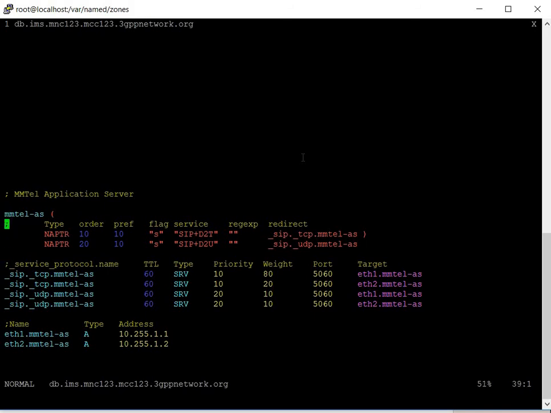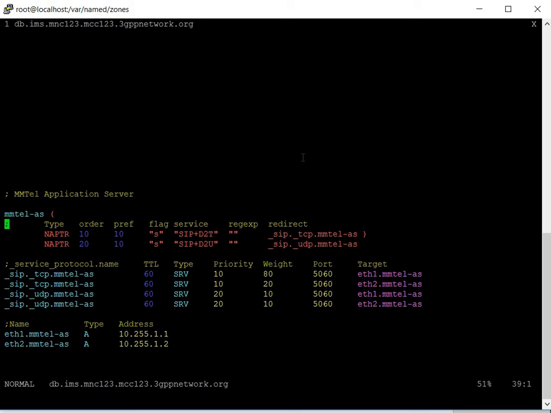So let's say that I have an MMTEL application server in my IMS network. MMTEL refers to Multimedia Telephony Application Server. It's a 3GPP standardized term. It's basically the telephone switch or the telephony brain of IMS. And I want to learn about an MMTEL application server named MMTEL-AS.